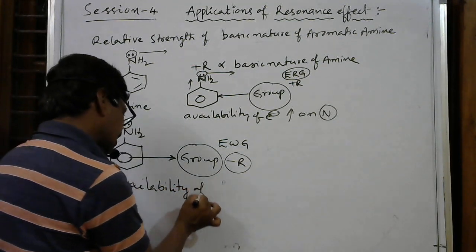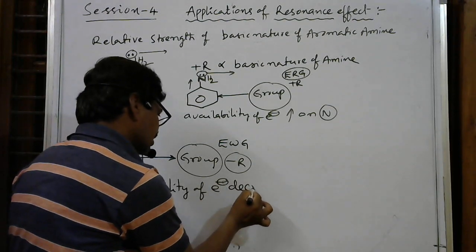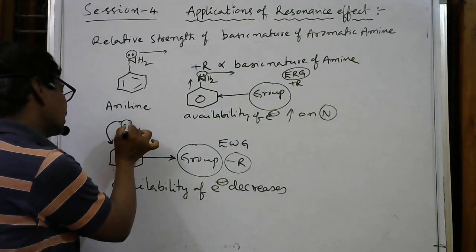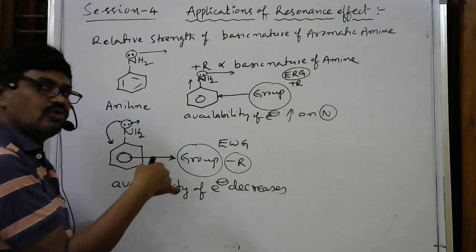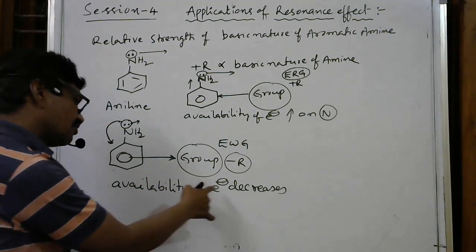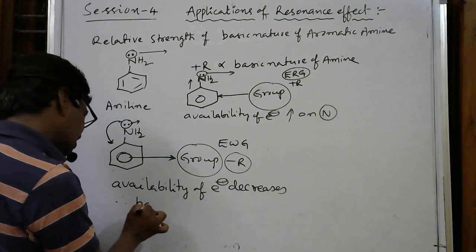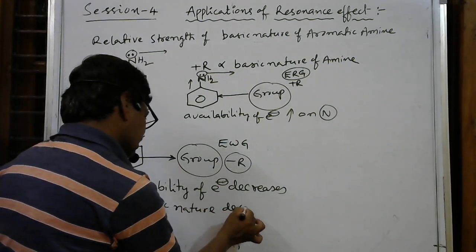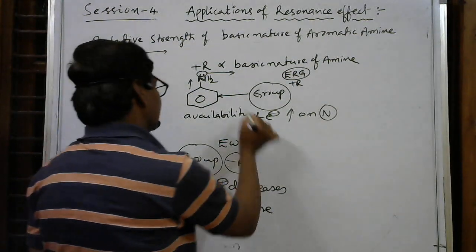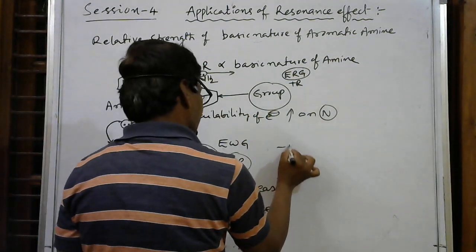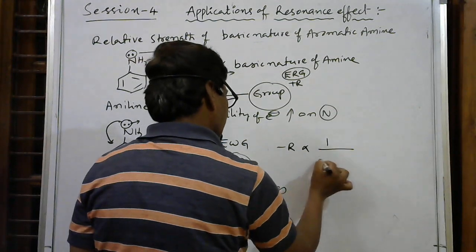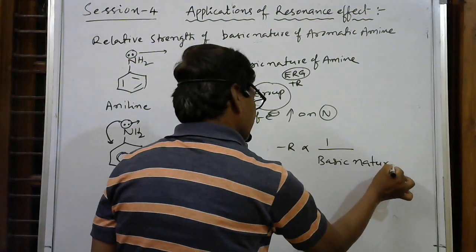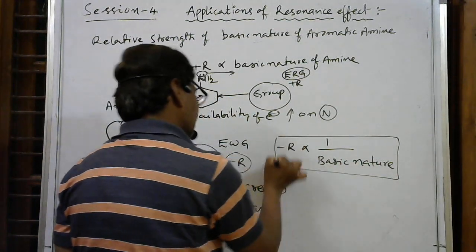When the availability of electrons decreases, what happens? Then it cannot donate this electron pair easily to an electron deficient compound. So the availability of electrons decreases. Therefore, basic nature decreases. So what can we write here? Like this statement: minus R is inversely proportional to basic nature. Okay, this is the relation.